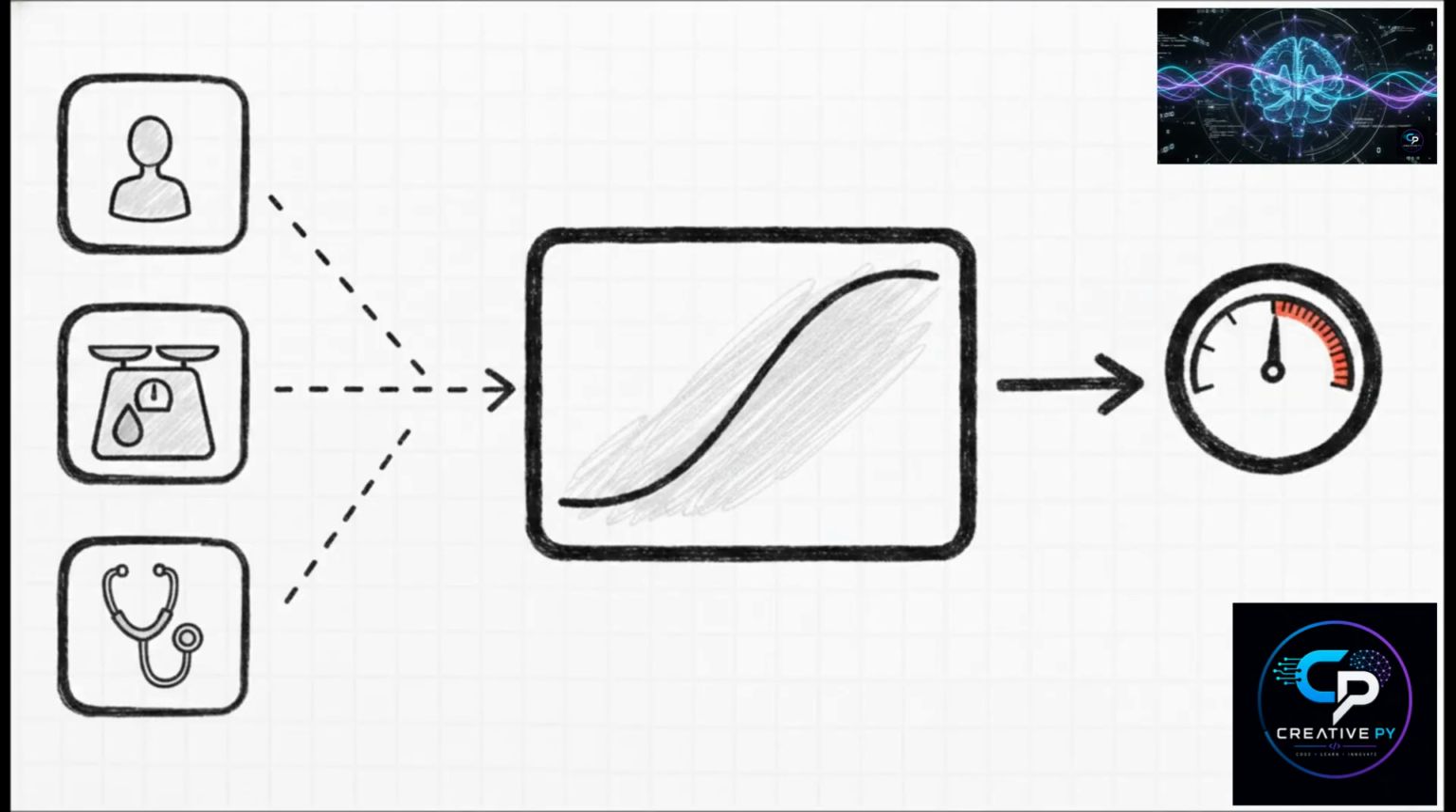Now let's swap out our spam example for a high-stakes, real-world scenario. Imagine a hospital trying to predict a patient's diabetes risk. The model takes in specific patient features, things like age, weight, blood sugar level, blood pressure, and family medical history. It weighs all of those inputs, runs them through our sigmoid curve, and outputs a clear probability score. Doctors can then use that score to make mathematically backed, absolutely critical medical decisions.